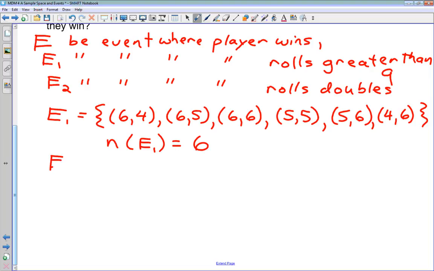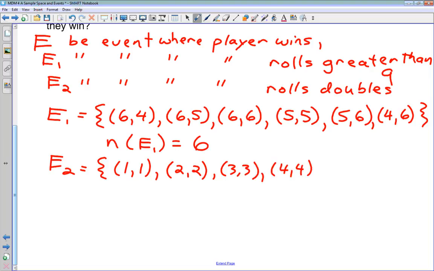Let's think about E2. What is in our event space E2? Well, they have to roll doubles, so they can roll (1, 1), (2, 2), (3, 3), (4, 4), (5, 5), (6, 6). Now, how many elements are in E2? Cardinality is going to be 6 as well.